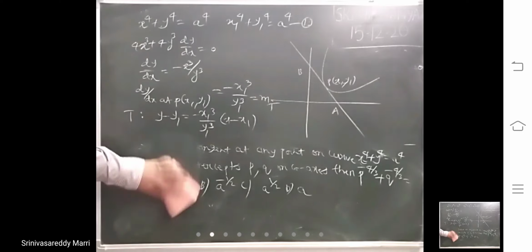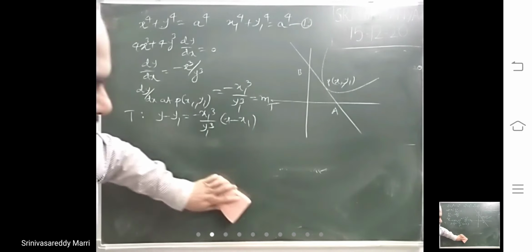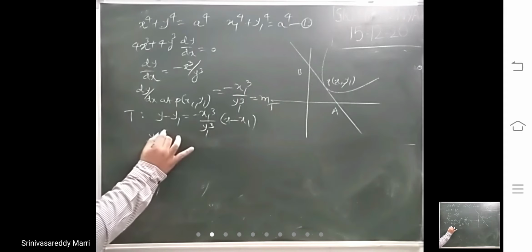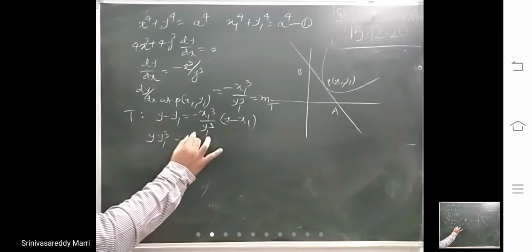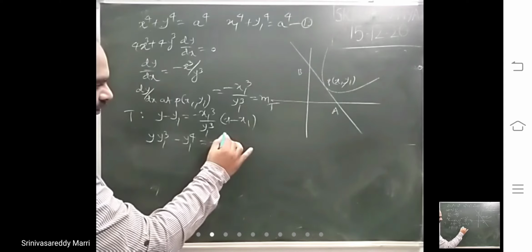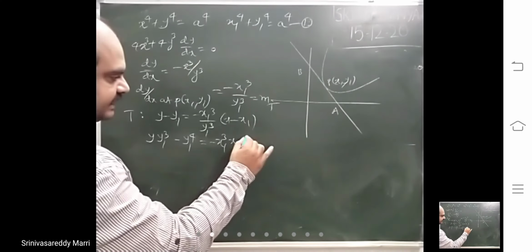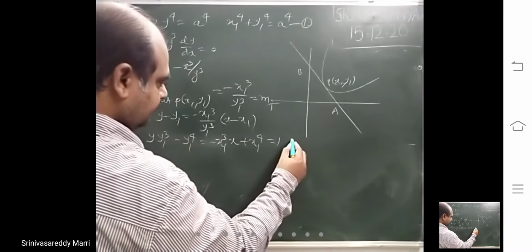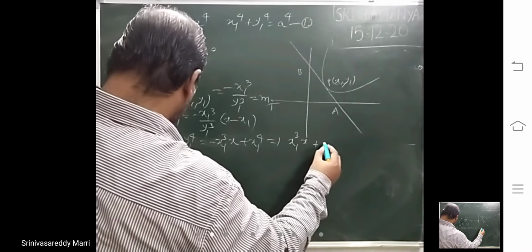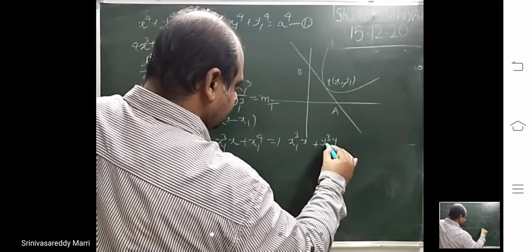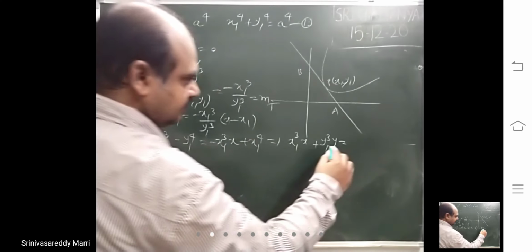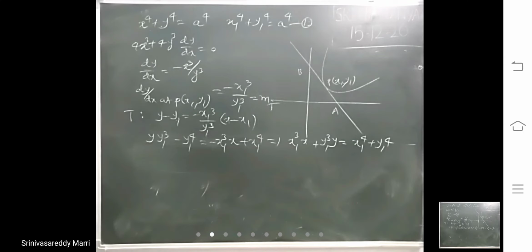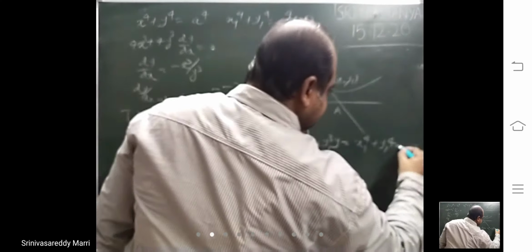Right? So now you have to find the x-intercept and y-intercept. So I want to convert this into intercept form. Minus y1 to the power 4 equal to minus x1 cube into x plus x1 to the power 4. Bring this side, so the x terms equal to, bring this side, x1 to the power 4 plus y1 to the power 4. This is nothing but from 1.